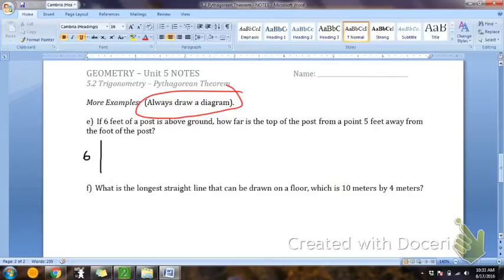Or Leonardo da Vinci. Has anyone ever seen the Mona Lisa? It's pretty weird looking. Okay.